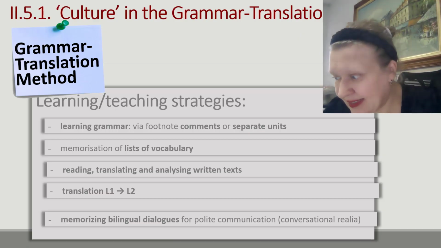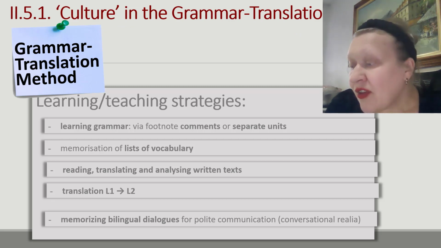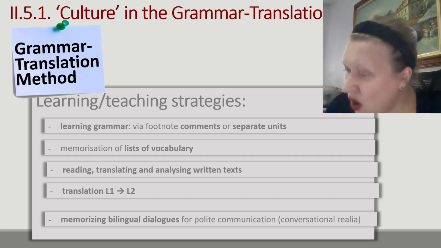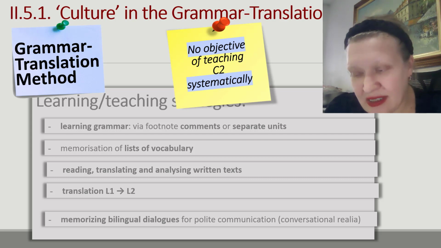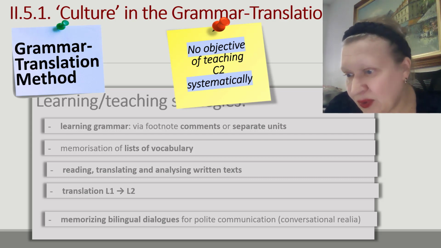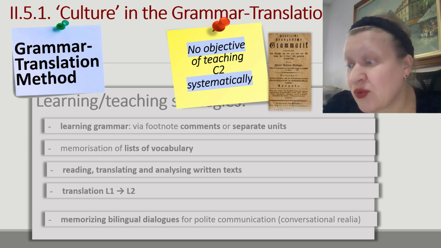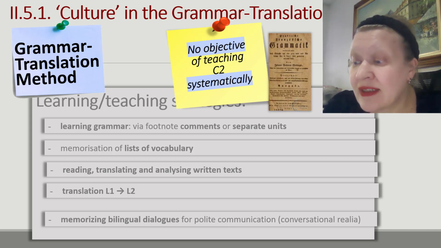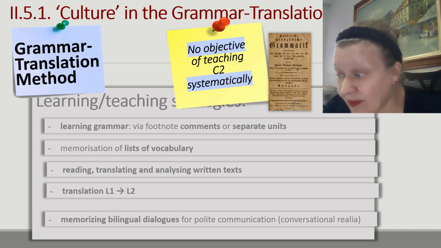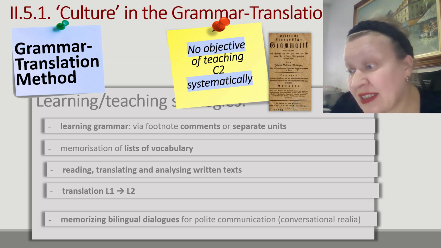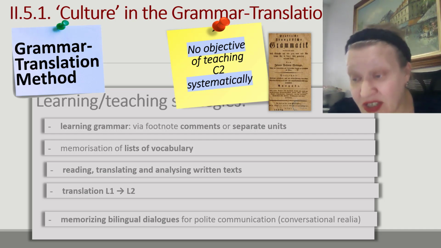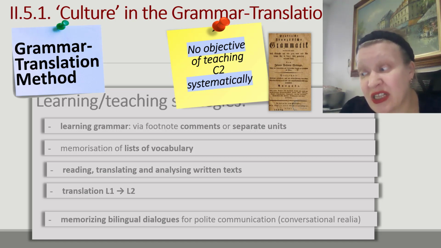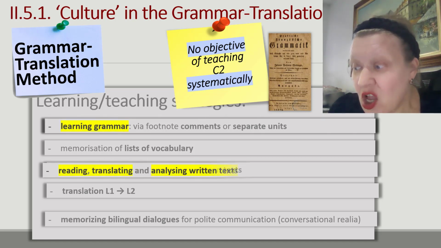Let's summarize. The grammar translation method is not focused on teaching culture systematically. Many textbooks inspired by this method contain very little or no culture-related elements, like we saw in the famous Praktische Französische Grammatik by Johann Meidinger. However, in other books, we can find some techniques aiming at integrating culture into second language classrooms and textbooks.